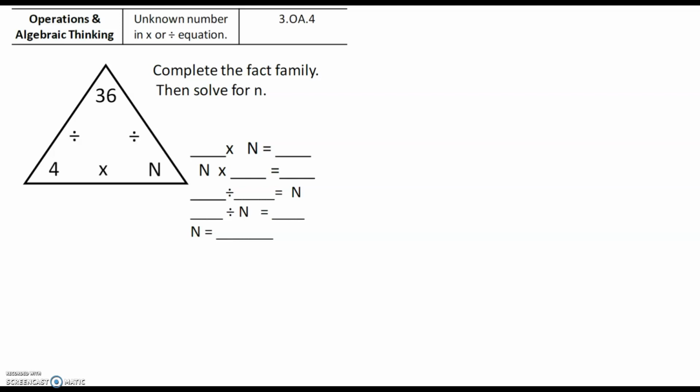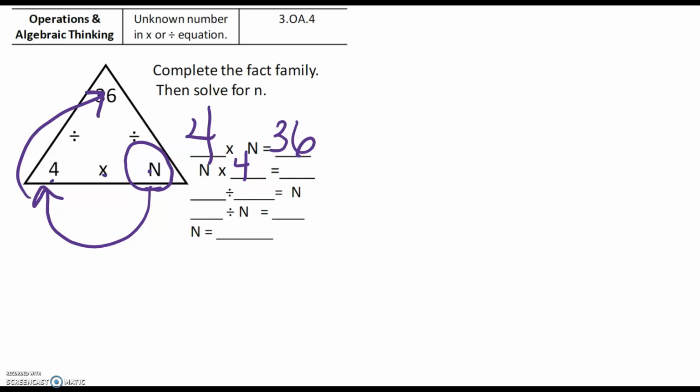Well, the first thing I'm going to do is look at this triangle. This triangle is going to represent our fact family. So we have 4 groups, and we can times whatever n is, 4 times n, and that's going to equal our 36. We can now go the other way using the commutative property. We can start with n times 4, so n times 4 equals 36.